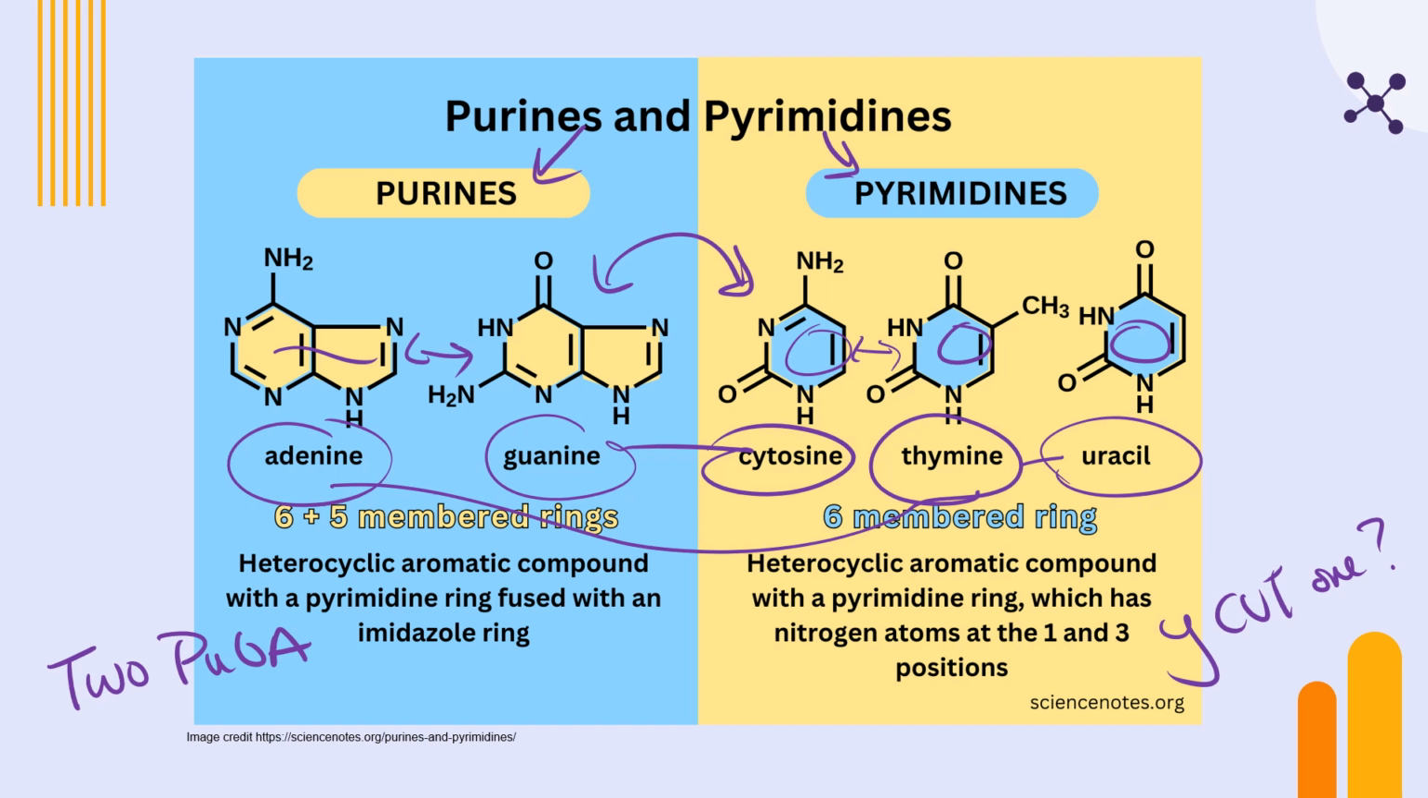What does that even mean? In terms of a grammatical sentence, I have no idea. But in terms of purines and pyrimidines, 2, because there are 2 rings in purines. Pu for purines, guanine and adenine, our examples of purines. And then over here in our pyrimidines, there's a Y in pyrimidine. The pyrimidine examples are cytosine, uracil, and thymine, and they each have only 1 ring. That's all I got, my friends. 2 puga, Y cut 1.